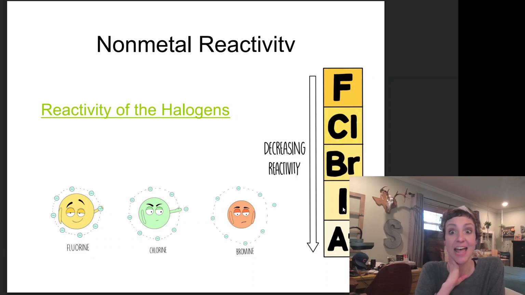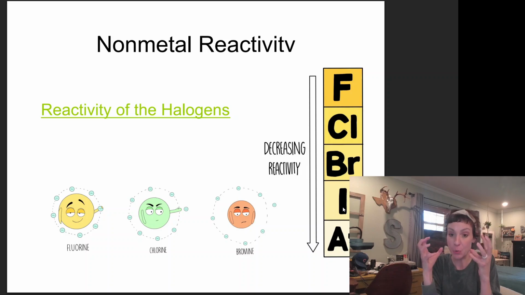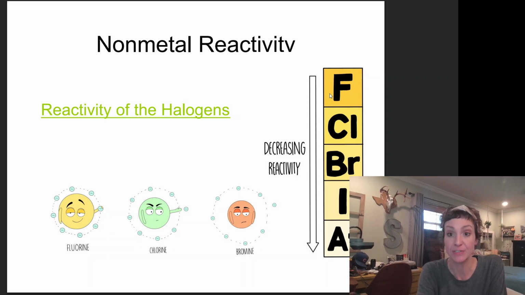Well, guys, this has everything to do with all of the trends we talked about today. And the reason why they're opposite from the metals has everything to do with the fact that nonmetals, especially these halogens, like to gain 1 electron. It is so much easier for them to do that when they are smaller, like this fluorine guy. He's going to be sucking in those electrons as quickly as he can, which means he's going to be very reactive.